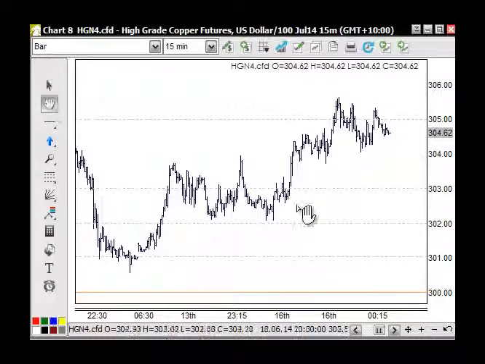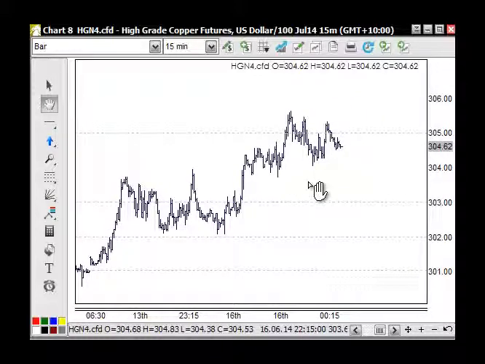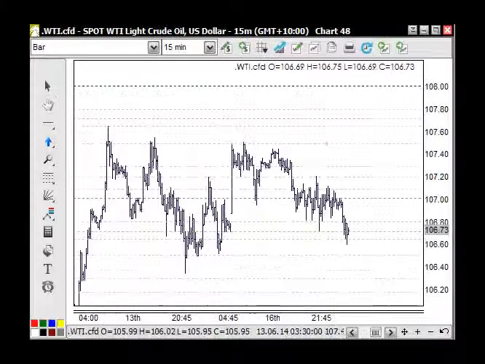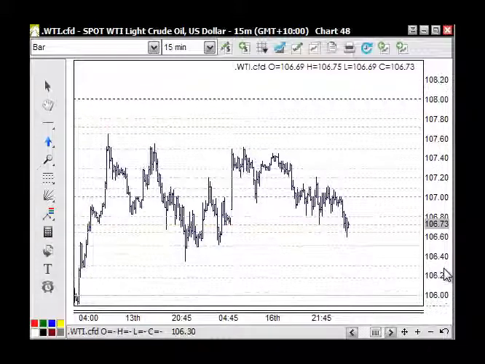So just be a little bit careful on those copper stocks and whatnot, and consider this particular move up a bit of a sucker rally. The oil market should push higher through 107 once it's finished this here.